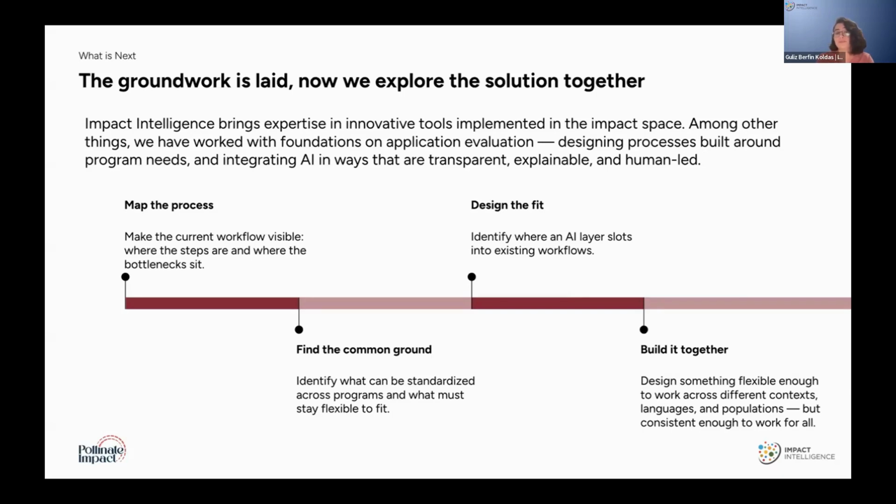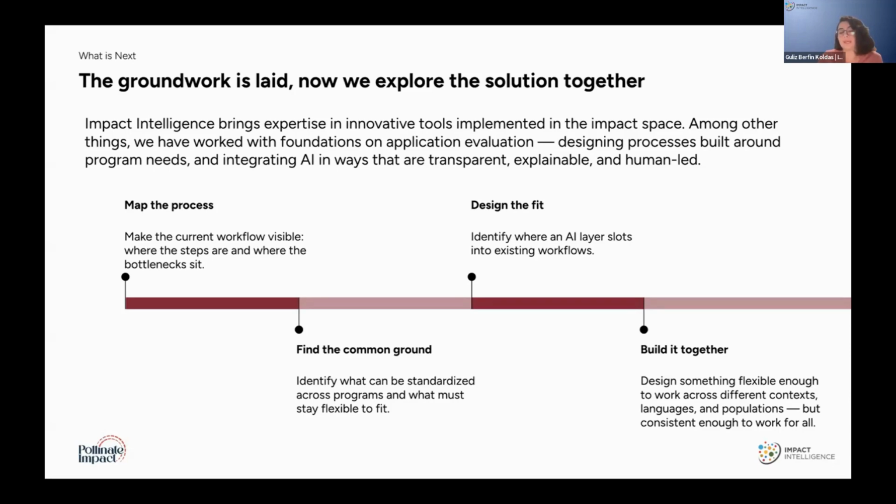Second thing is finding the common ground. There is a process, there are different frameworks that each organization will apply. And these things are quite context relevant and important, and it will not 100% align. So we need to identify what parts can be standardized across programs and processes, and what must stay flexible to fit into these different contexts. Then, after identifying the process, the challenges, and what works, then we can talk about designing what fits. What are the different layers that AI or text analytics or an innovative solution can come in to the existing workflow without disrupting the process, just fitting there to help the process? Then we can design that fit and we can build it together.